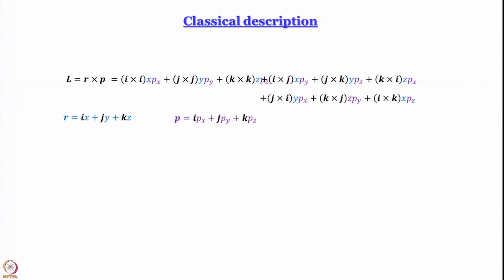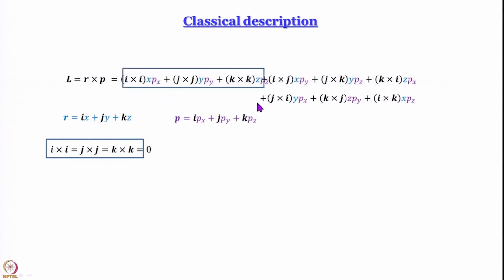Fortunately, not all 9 terms exist. I am sure most of you would know that the cross product of the same vector is actually 0. Remember I said that the magnitude contains sin theta, and of course the angle between i and i is 0. So, sin 0 is 0. So, i cross i is equal to j cross j is equal to k cross k is equal to 0. So, these first 3 terms, i cross i, j cross j and k cross k, are going to become 0 and therefore vanish.